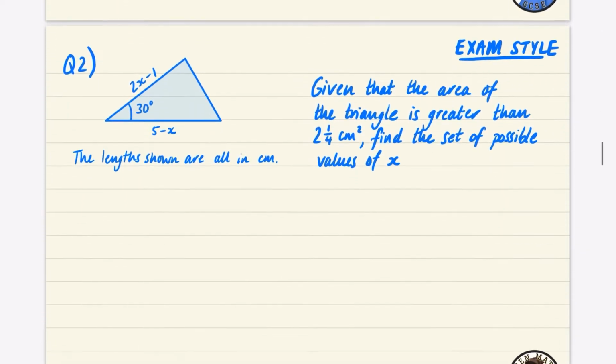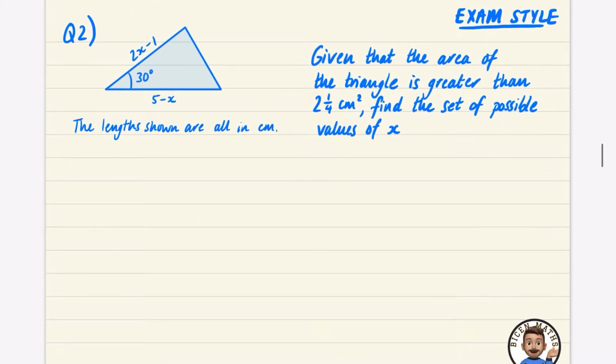Okay, let's try this second question, which is now going to bring in quadratic inequalities to some geometric kind of problems, and it starts to blend it with some other topics. So it says here, given that the area of the triangle is greater than 2¼ centimeters squared, find the set of possible values of x. The lengths shown are all in centimeters. Great, so everything in this question is all about centimeters.